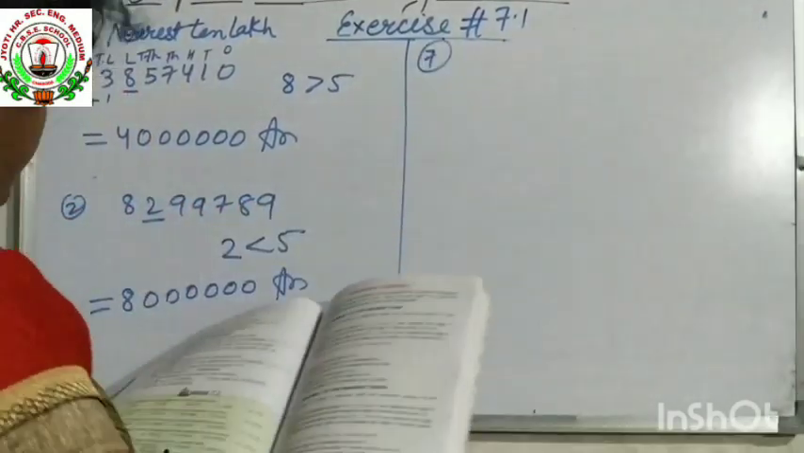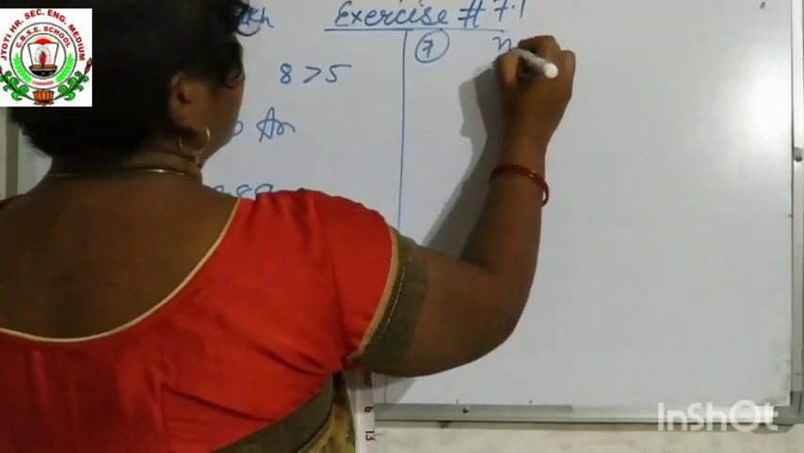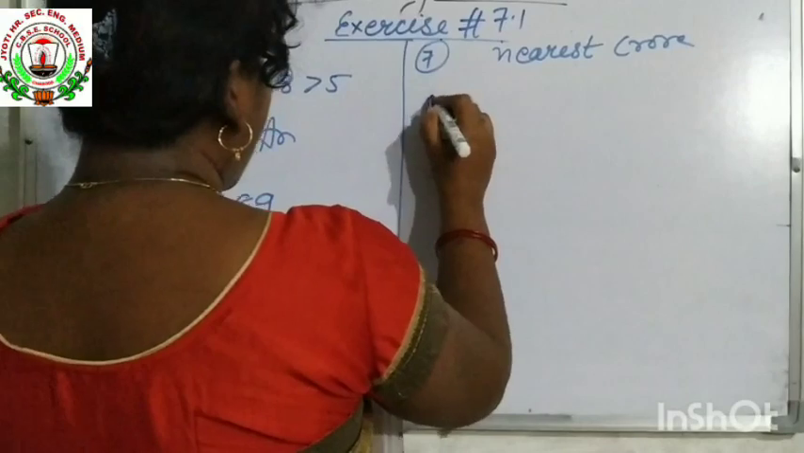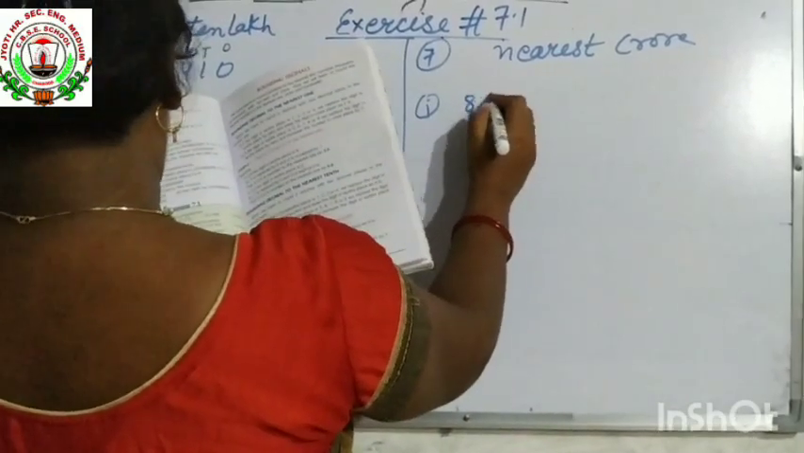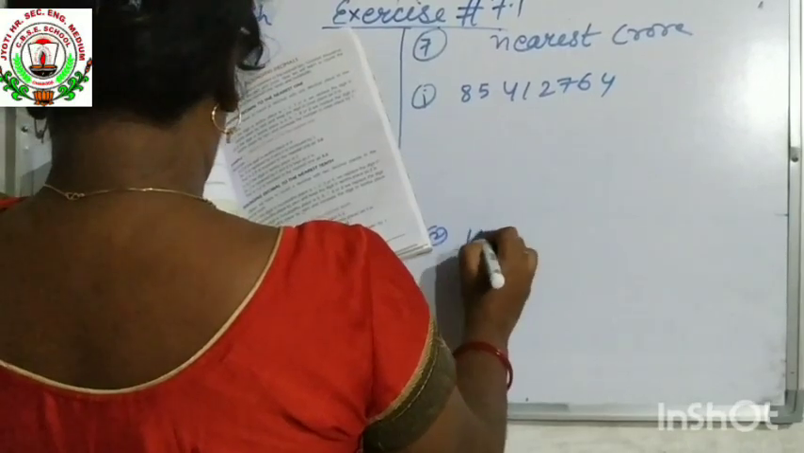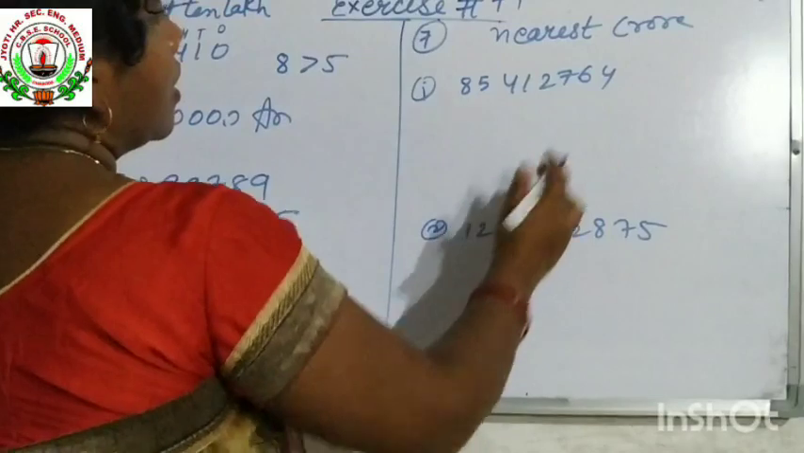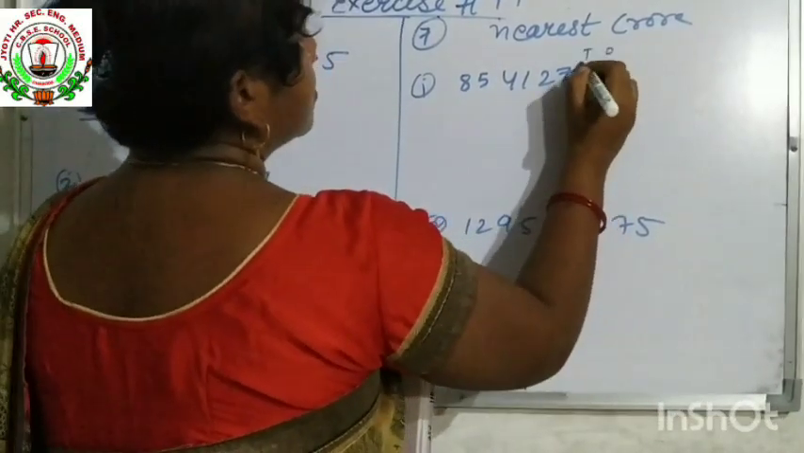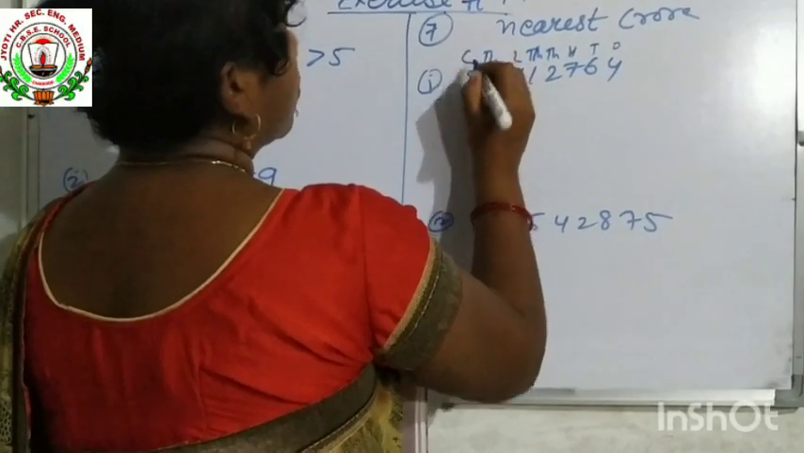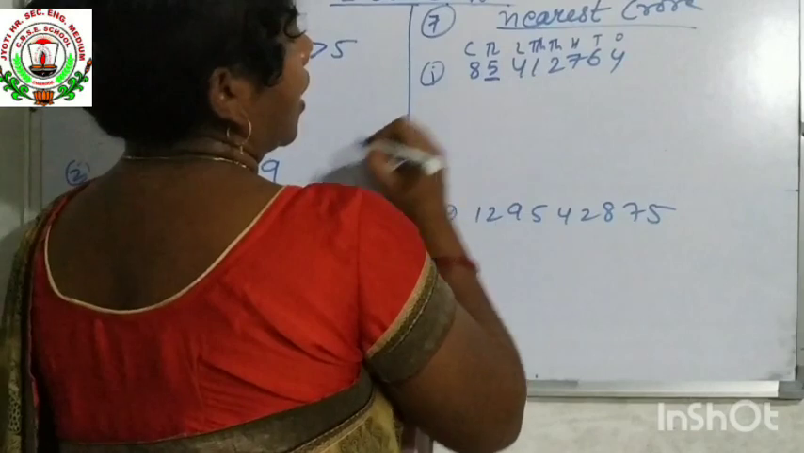In question number 7, nearest crore. The number is 8541276412954287. Here: ones, tens, hundreds, thousands, ten thousands, lakh, ten lakh, crore. So it is crore which is asked in the question. We have to see the ten lakh place number.